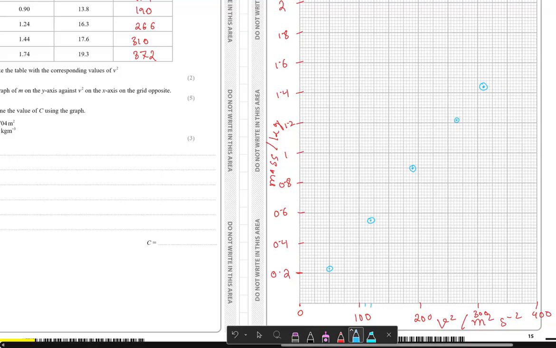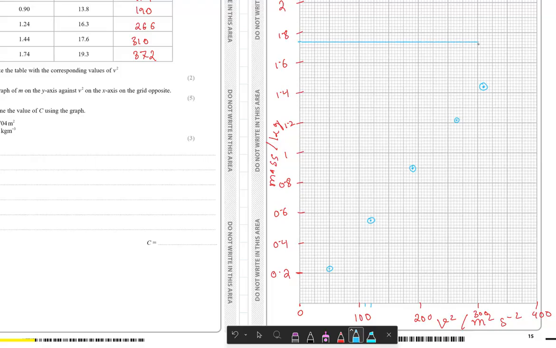Okay. Last one, guys. 1.74. So 0.74 is 2 squares. So 372. So 350 and then 60 and then 72. So yes, somewhere over here.